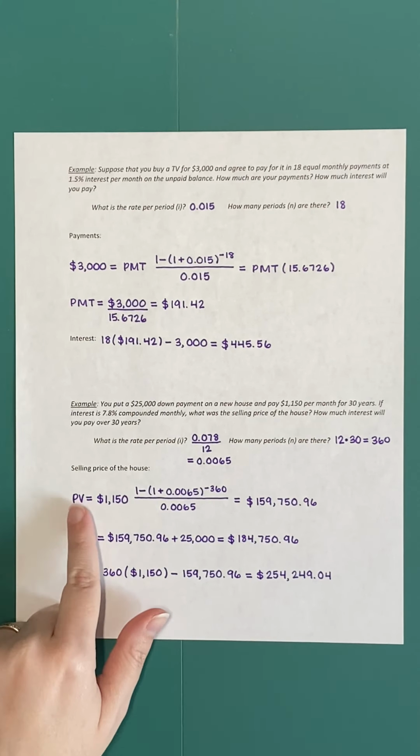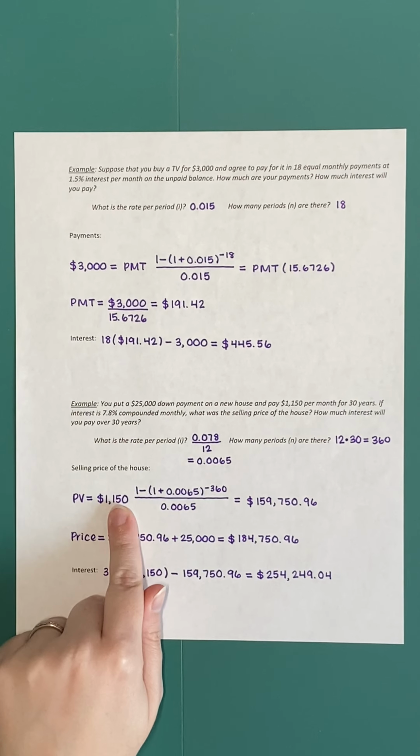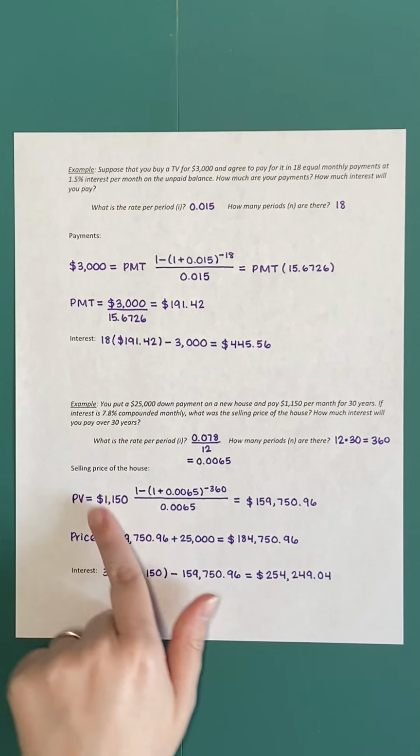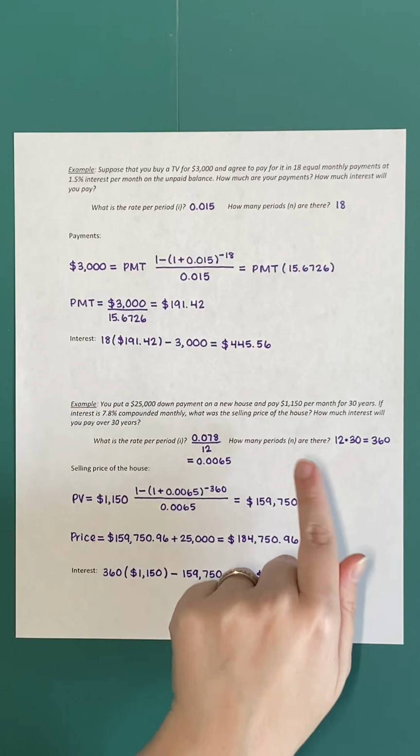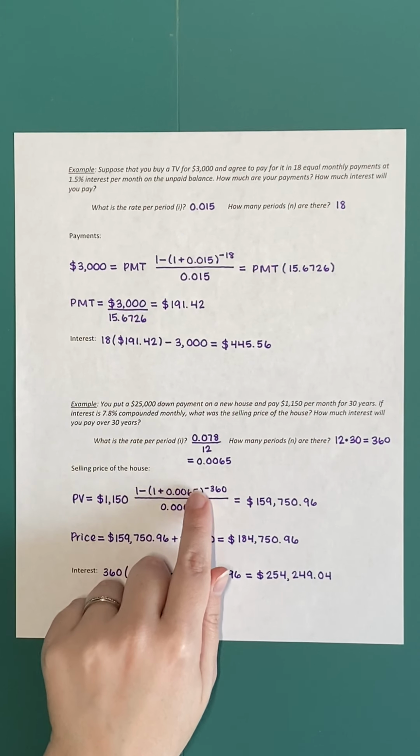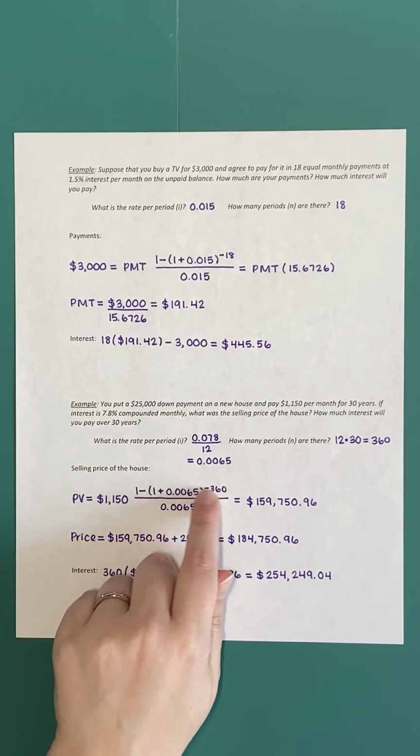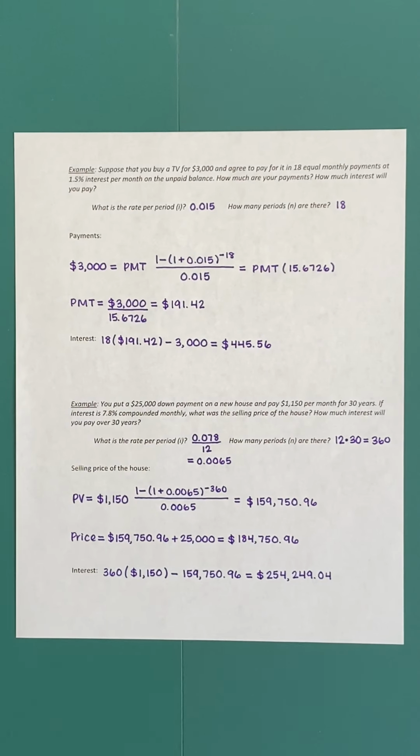In other words, what is the present value? So this is going to be the value for our payment, and then everything else is based on our value for I and then our value for N. Again, don't forget the negative. That's part of that exponent. That's going to be important.